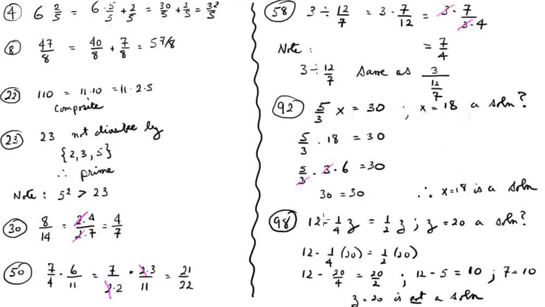In number 98, we're asked if z equals 20 is a solution of 12 minus 1/4 z equals 1/2 z. And to ascertain whether or not that is so, we substitute 20 in for z. 12 minus 1/4 of 20 is equal to 1/2 of 20. 12 minus 20 over 4 equals 20 over 2. 20 over 4 is essentially 20 divided by 4, which is 5.